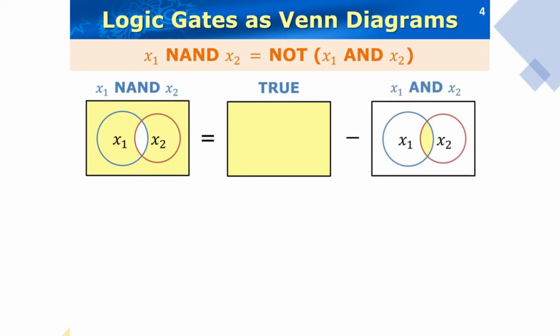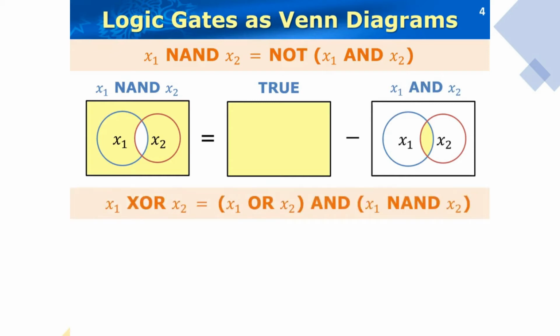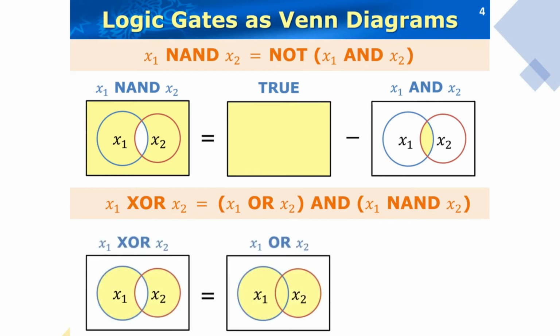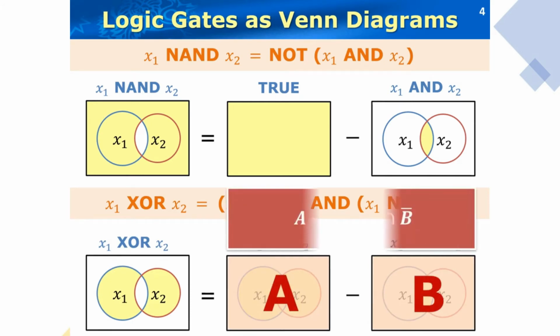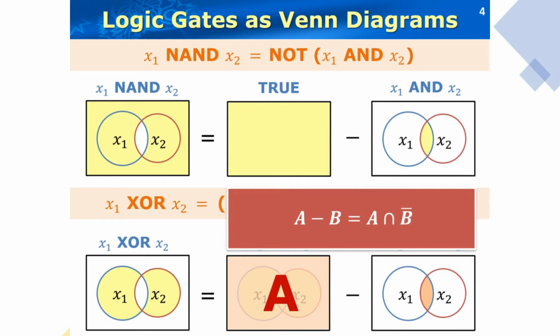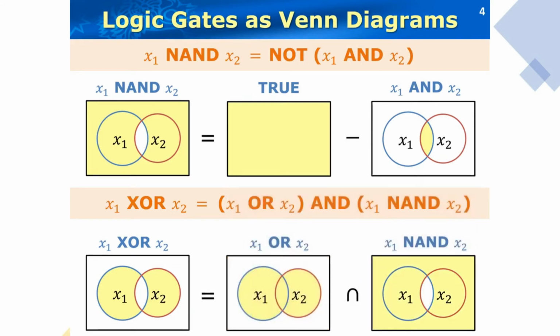The second expression is about XOR, which can be expressed in terms of OR, AND and NAND. To validate this expression, we can see from its Venn diagram that XOR equals the union of x1 and x2 minus their intersection. Based on set theory, we know that for two sets A and B, A minus B can be expressed as A intersects the complement of B. In our expression, B is the intersection of x1 and x2, that is the AND gate. Thus, the complement of B becomes the NAND gate. Here, the set A is the OR gate. Therefore, the above expression for the XOR gate is immediate.